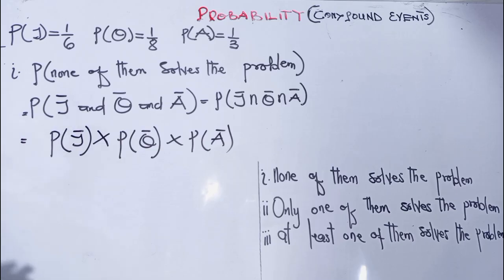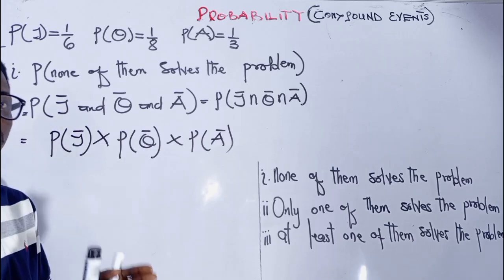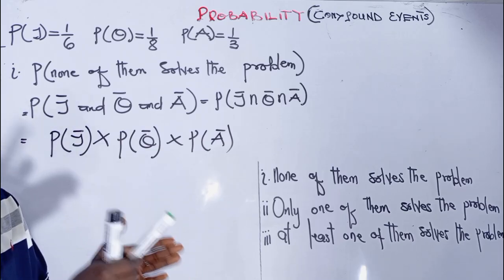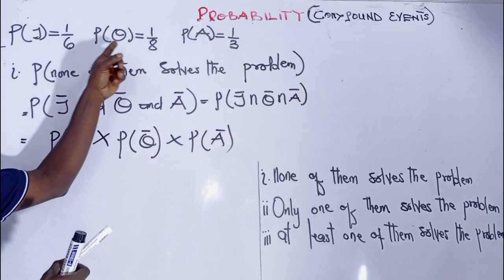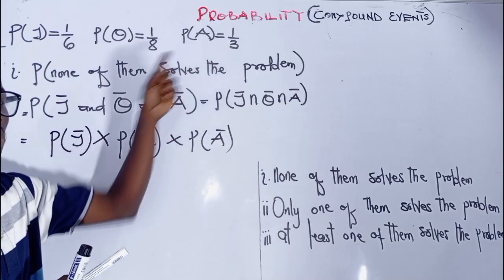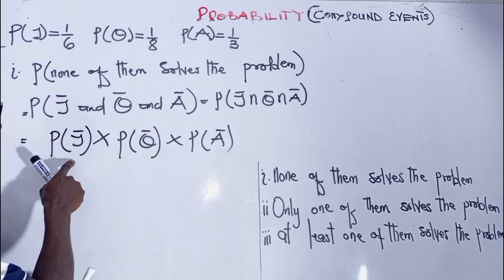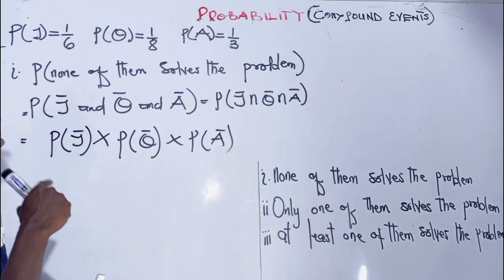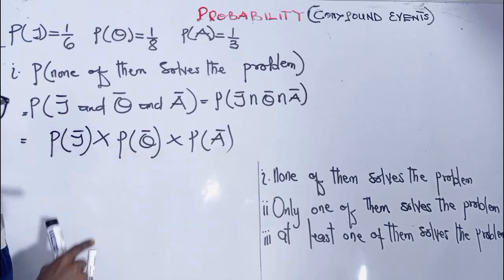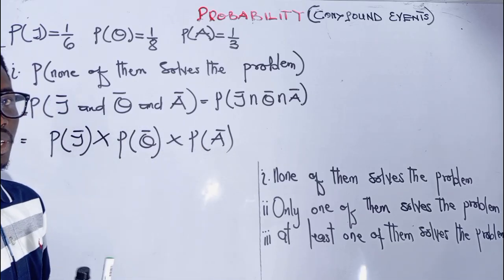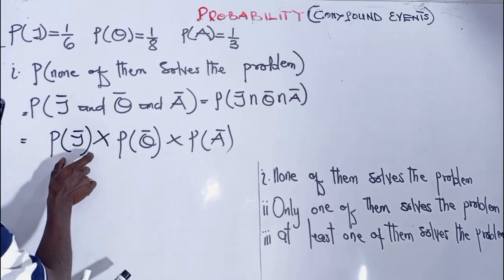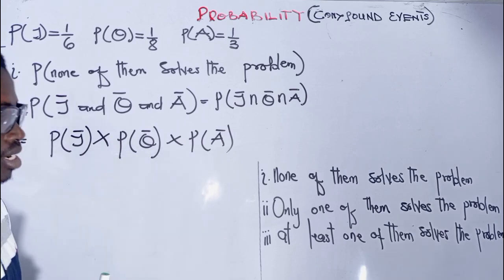Now within the question, we were given the probability that each of the contestants solved the problem. So this is Julius solving the problem, Okan solving the problem, and Asamoah solving the problem. But here we are saying that Julius is not able to solve the problem, Okan is not able to solve the problem, and Asamoah too was not able to solve the problem. So we have to find these probabilities.